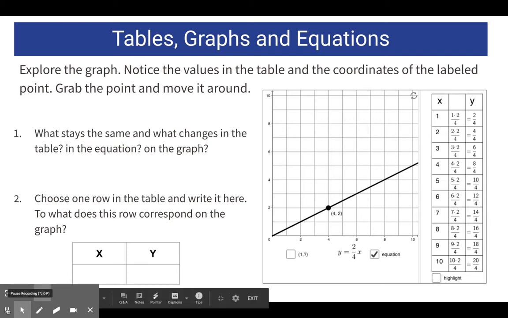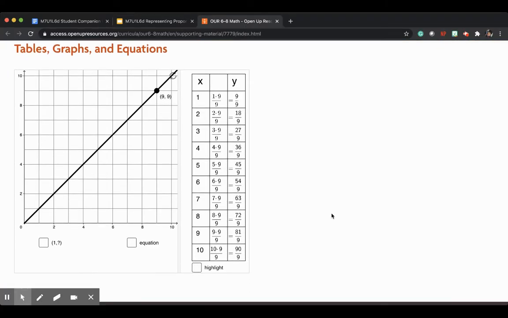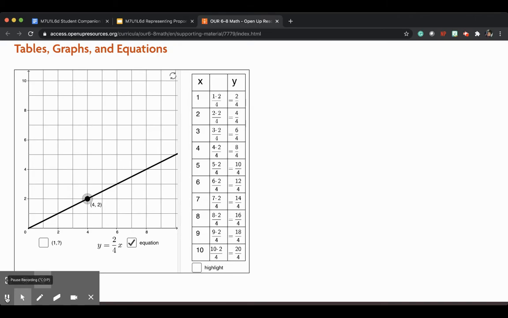Number 1 says, what stays the same and what changes in the table, in the equation, and on the graph? So you should still be able to see my screen. Once again, we want to know what stays the same and what changes in the table and in the equation and on the graph.